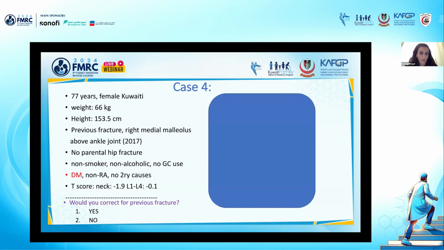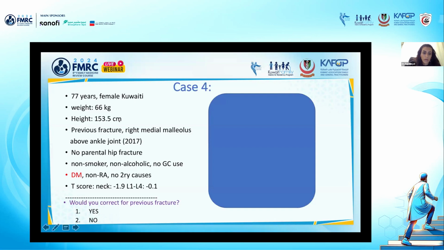Okay, why? Would you correct for previous fracture? As we said, previous fractures, if they were within the past 2 years, we would add it as enhanced. We would correct for it. But this patient has had a fracture in 2017, so there isn't any imminent fracture. In 2024, so this is more than 2 years. So you will not correct. However, you will tick yes for the fracture.